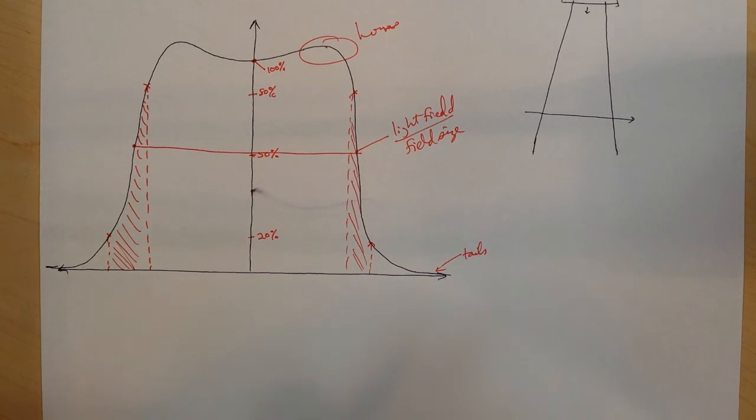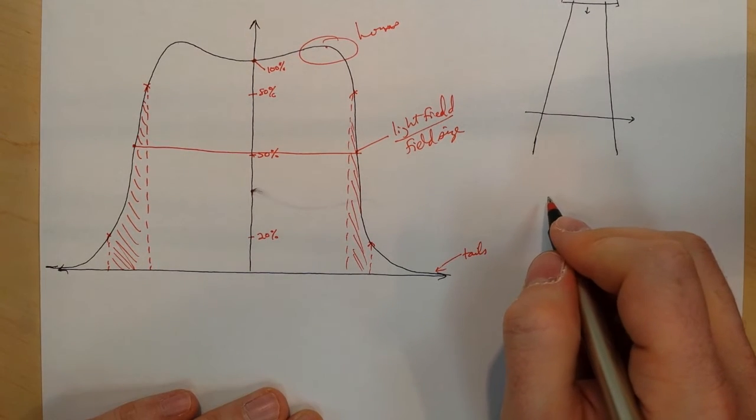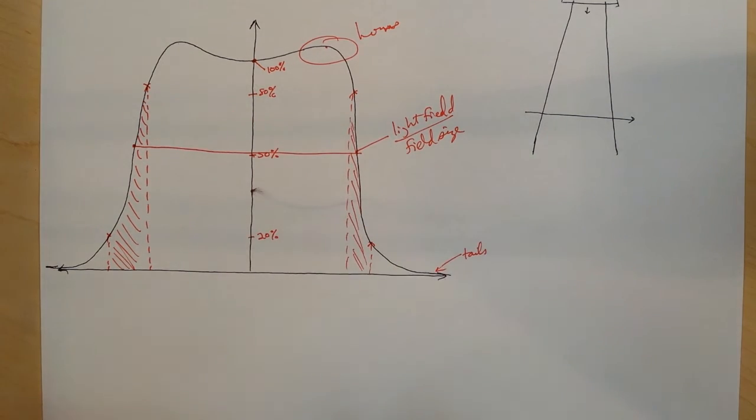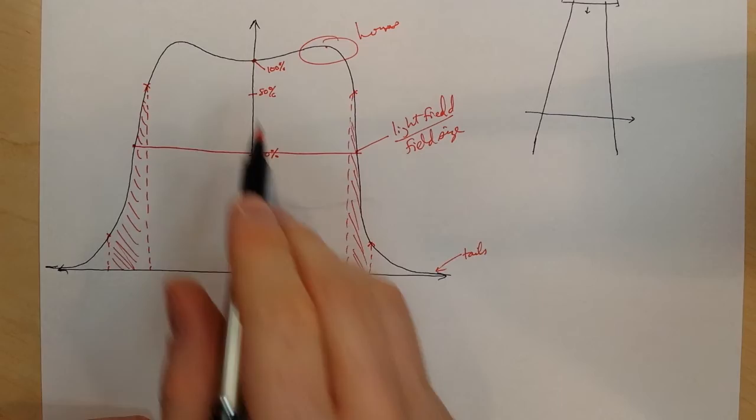Most machines are designed to have their flatness and symmetry specified at a depth. Whether that's Dmax or 10, most of the time it's 10, since most treatments are, I shouldn't say most treatments are 10 centimeter depth, but most treatments are at depth rather than Dmax, so they make it flat at 10 centimeters.